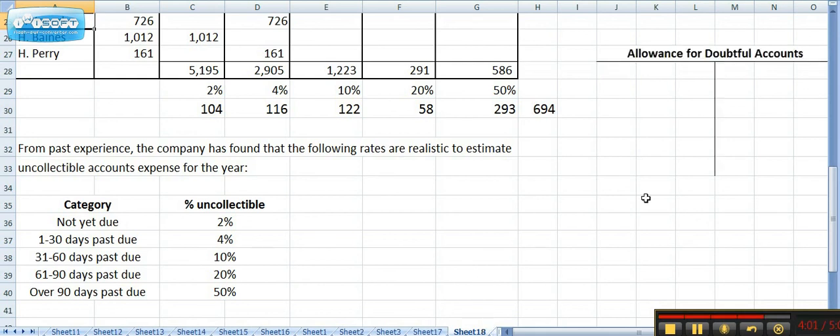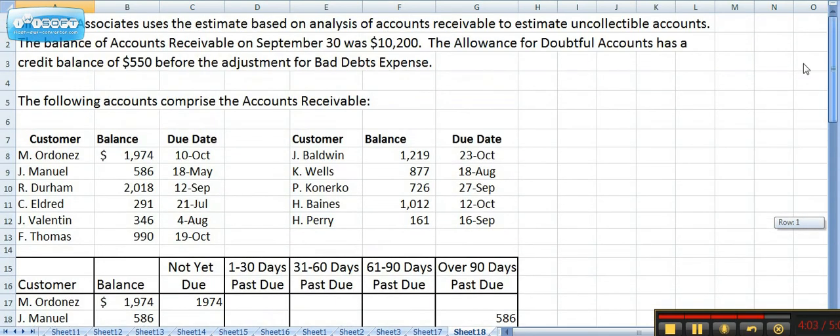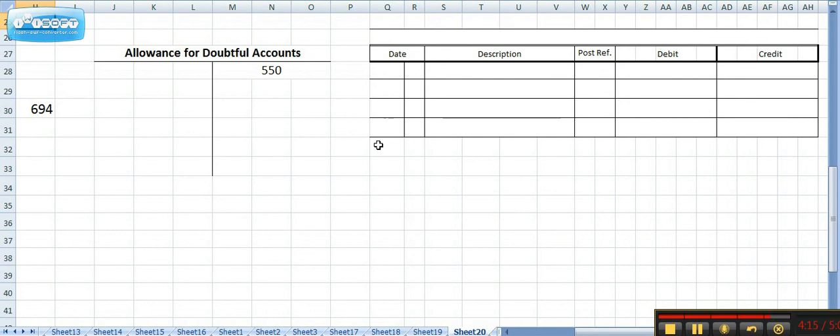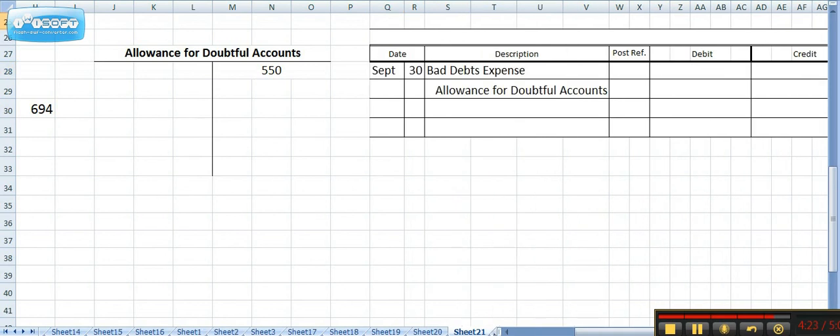So if we look at our allowance for doubtful accounts, we can see it has a credit balance of $550 in the account. And then we want it to have a balance of $694. So we're going to have to make an adjusting entry on September 30th to bring it to $694. So we know our accounts are to debit bad debt expense and credit allowance for doubtful accounts. Well, we're going to make this journal entry for 144. Debit bad debt expense 144, credit allowance for doubtful accounts 144.